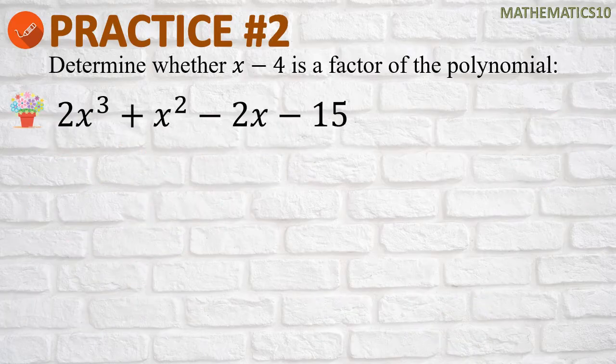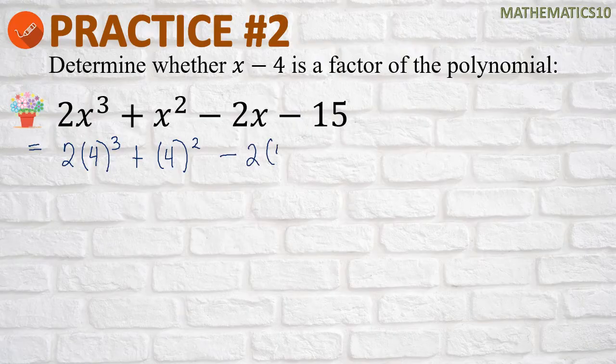Okay, so we have here, determine whether x minus 4, again, is a factor of the second given polynomial. So same process. Since it's x minus 4, we are supposed to plug in x equals positive 4. So here, we will have 2, and I'll change all the x to positive 4. And we're done plugging in the values of x.